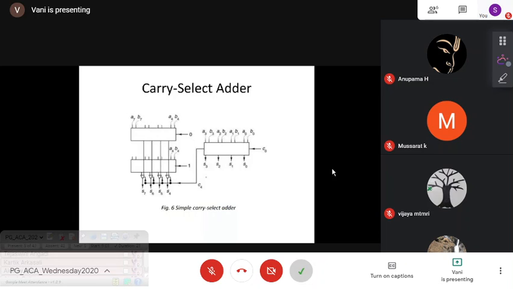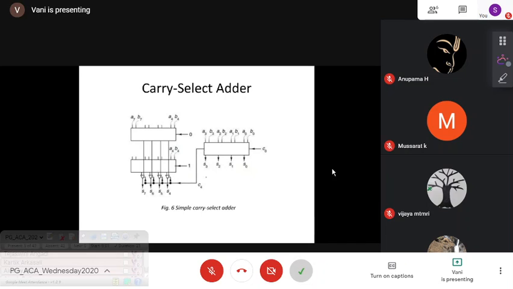Here we can see that an 8-bit adder is divided into 4-bit adders. The first 4 bits are performed as it is, and the carry is given to the next block. The last 4-bit adder is divided into 2 parts. Therefore, the additions are performed simultaneously, and depending upon C4, multiplexers are used here. So, C4 is nothing but the select line for the multiplexer.